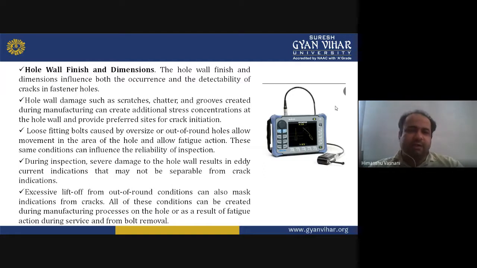These same conditions can influence the reliability of inspection. During inspection, severe damage to the hole wall results in eddy current indications that may not be separable from crack indications. Excessive lift-off from out-of-round conditions can also mask indications from cracks. All of these conditions can be created during manufacturing processes on the hole, or as a result of fatigue action during servicing and from bolt removal. So these should be considered, as they influence both the occurrence and detectability of cracks in the fastener holes.